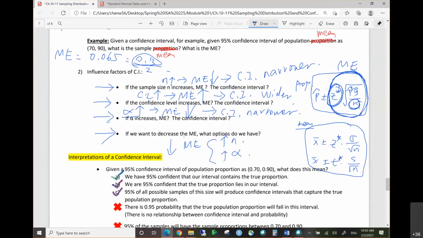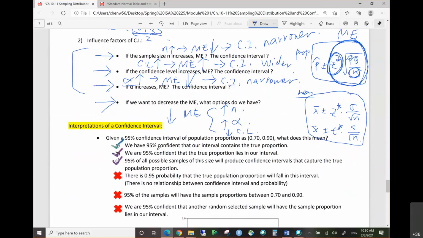Anything else? Similarly, decrease your confidence level. Right, so those are the options we have to decrease the margin of error. These are the influence factors of the confidence interval.